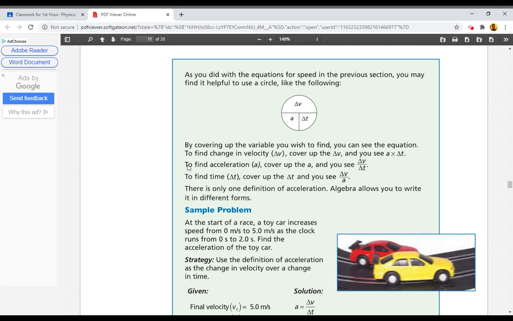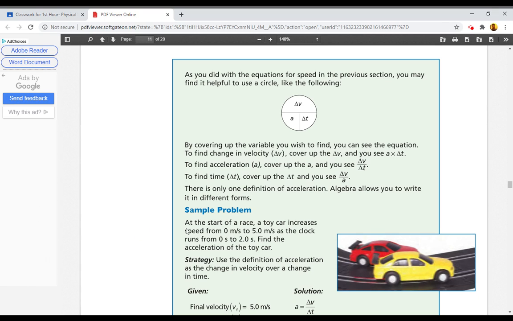To find acceleration, cover up the acceleration, and you see change in velocity divided by change in time. To find time, cover up the change in time, and you see change in velocity divided by acceleration is change in time. All right, there's only one definition of acceleration. Algebra allows you to write it in different forms.